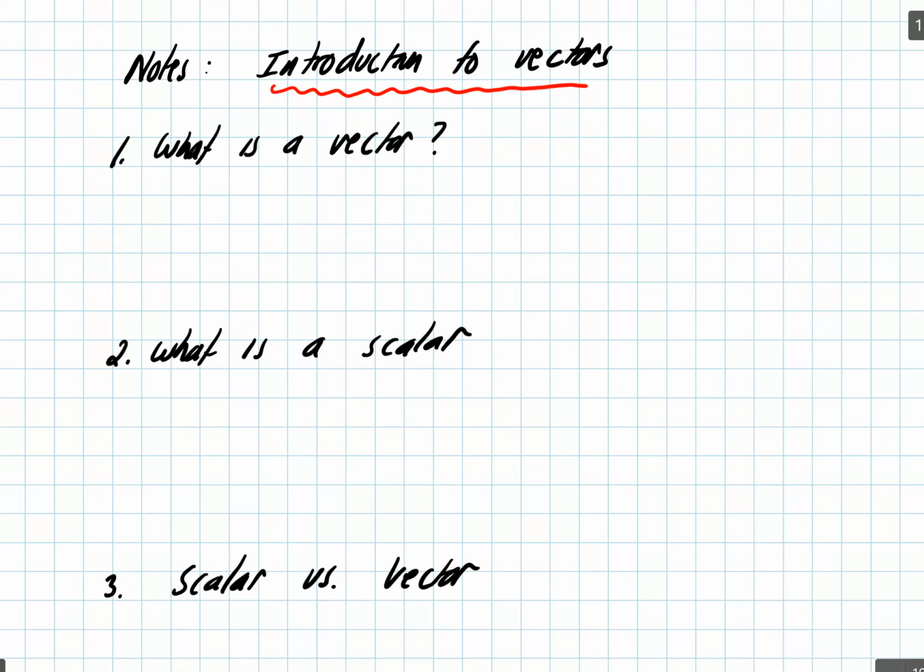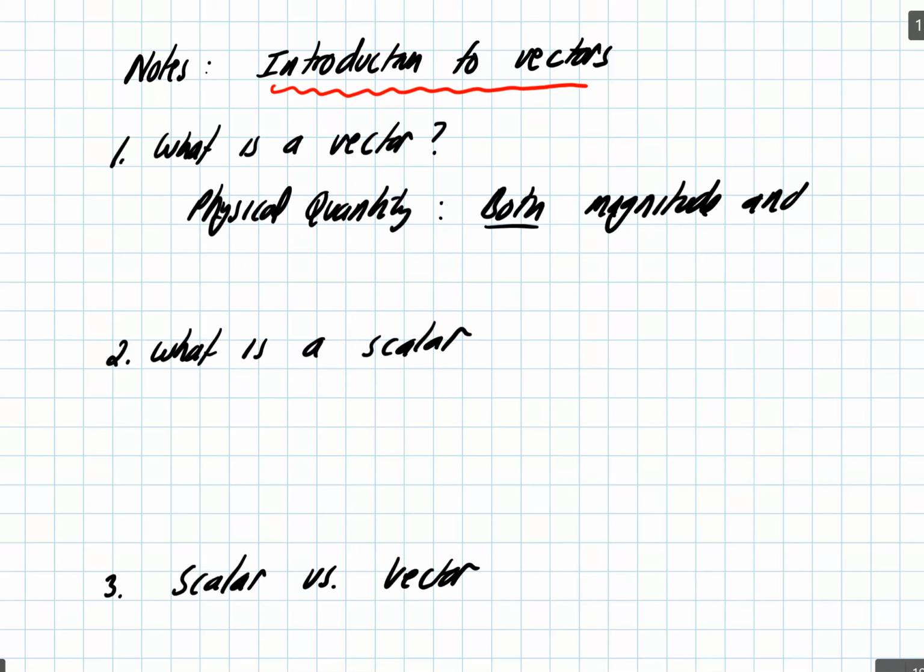So what is a vector? A vector is any physical quantity that has both a magnitude and a direction. Magnitude and direction. You can think of magnitude as meaning size or amount, quantity, and direction is which way.